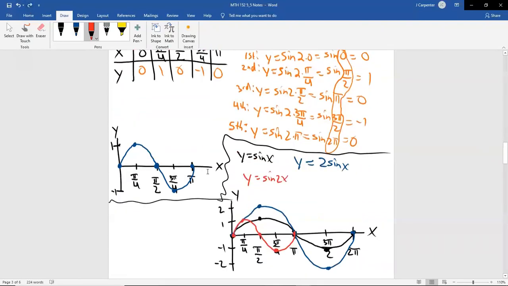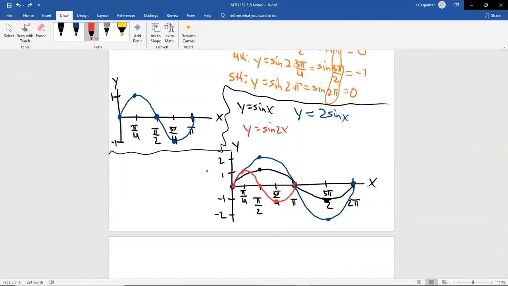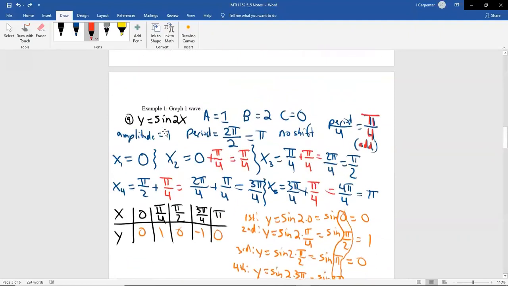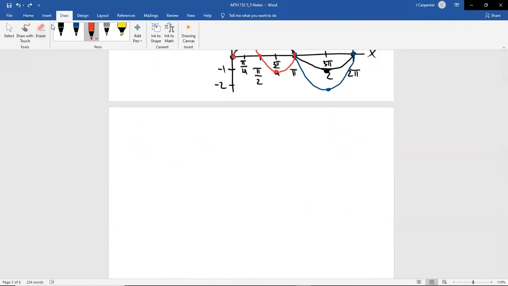Tons and tons and tons of applications for this stuff. My favorite being music. How do you change pitch? Change the speed. All right, so that was example 1A, just making sure I did say A.